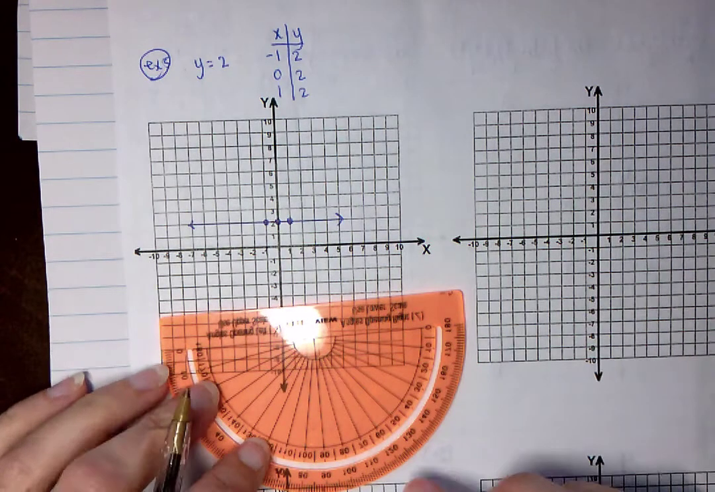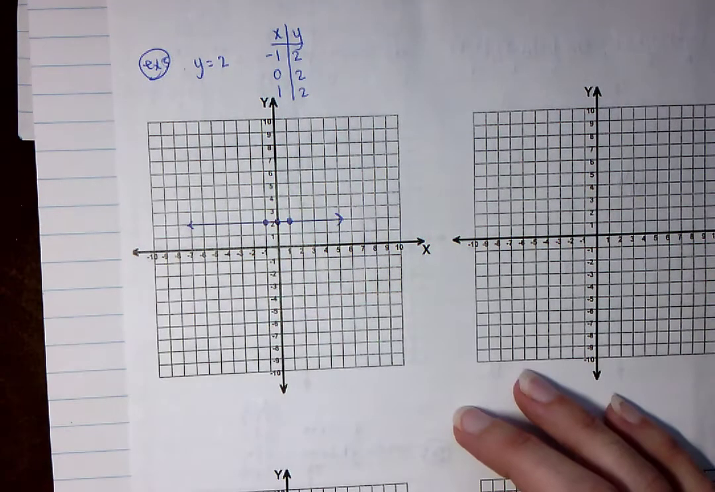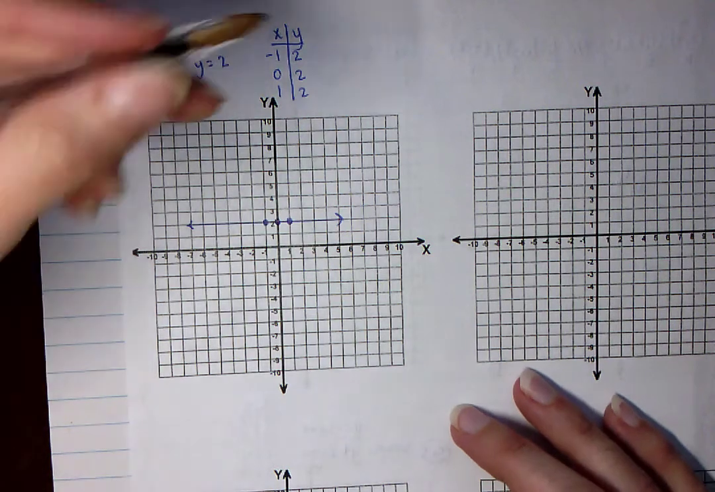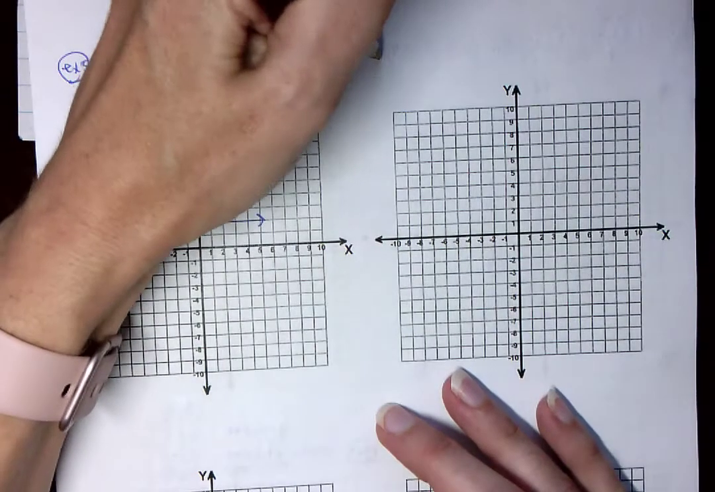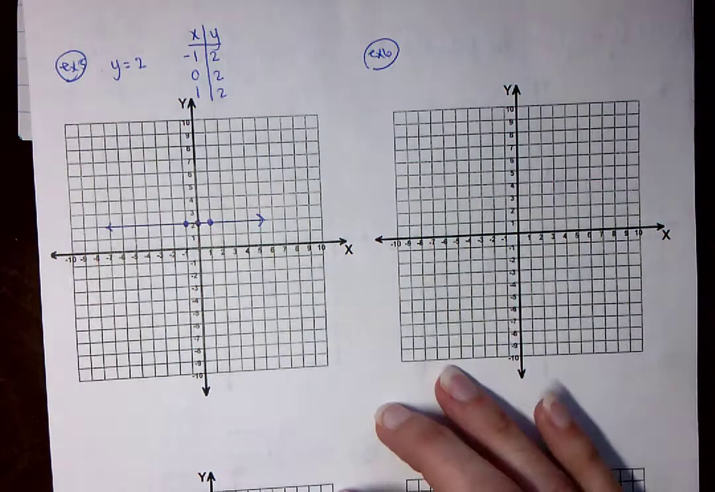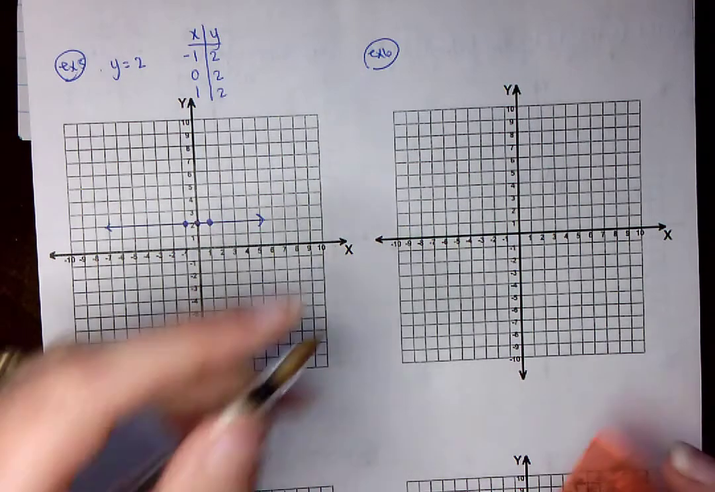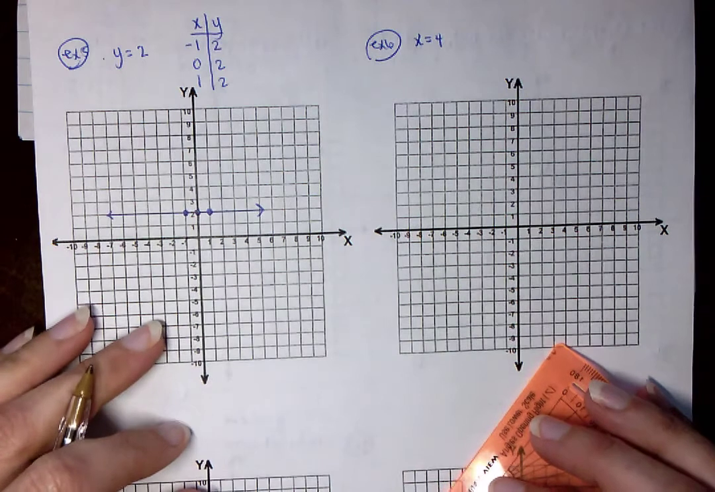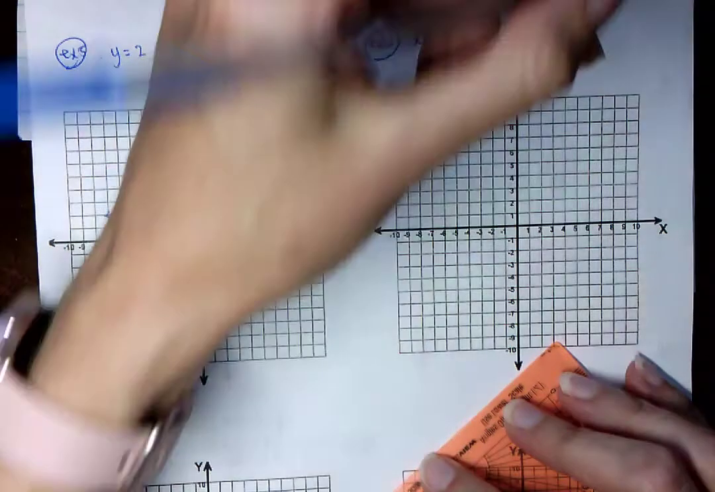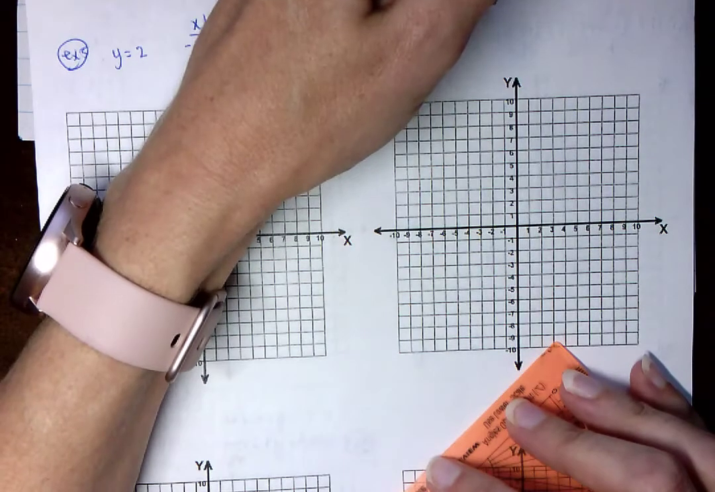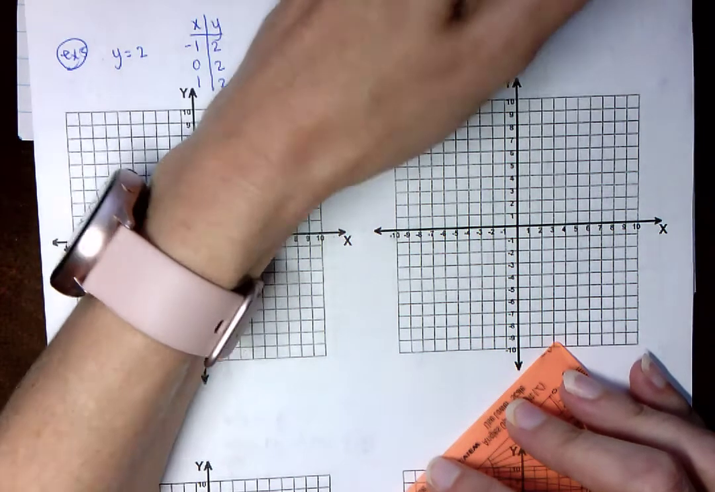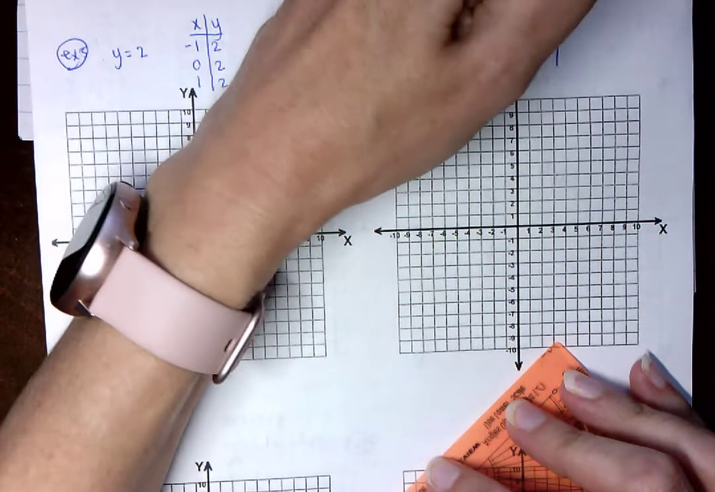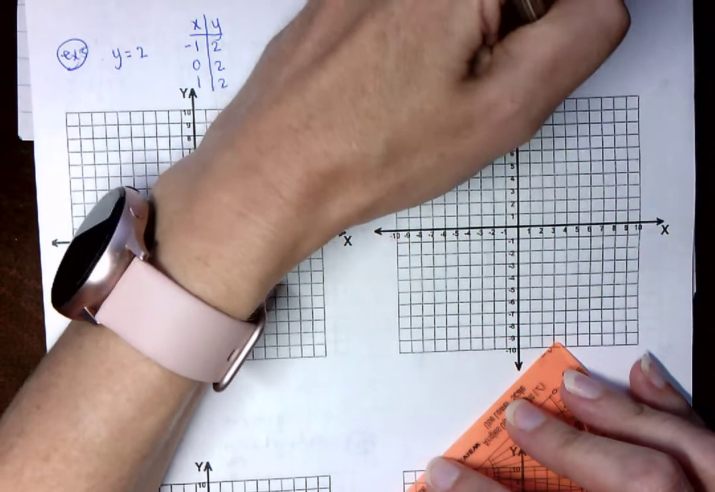The same can be said for example 6. You're plotting a vertical line. Okay, so here's example 6. Example 6 is plot x equals 4. So for that, no matter what the y value is, x is equal to 4. Okay? So these are special cases for the lines.